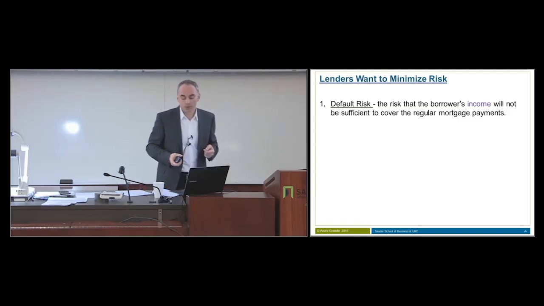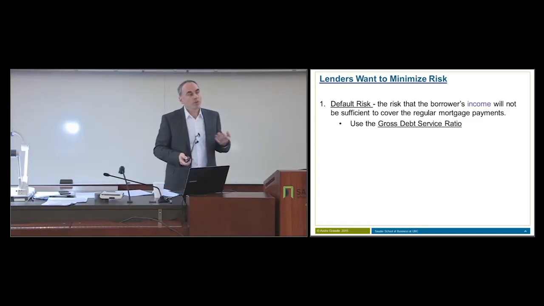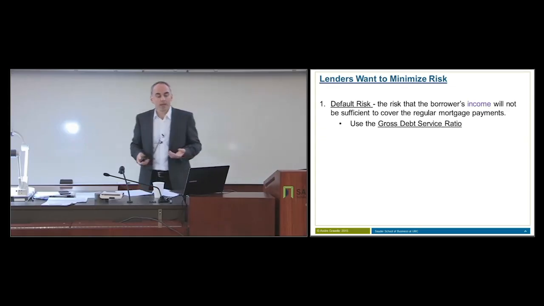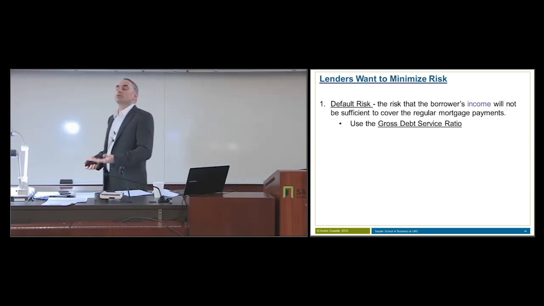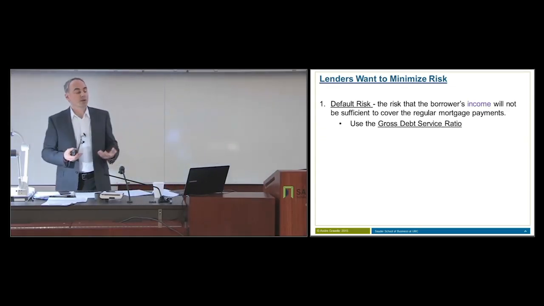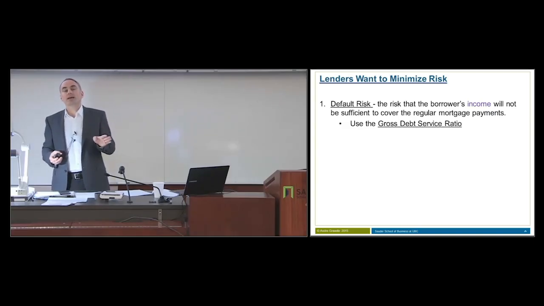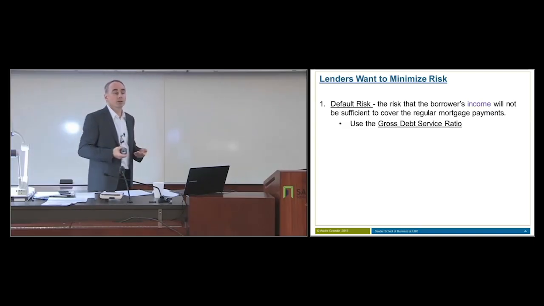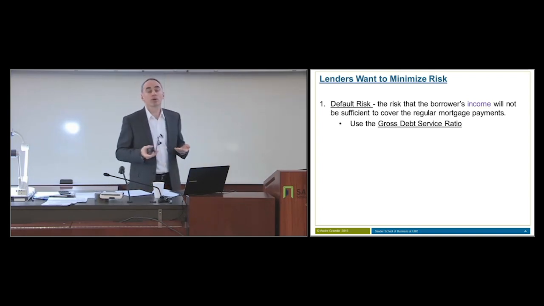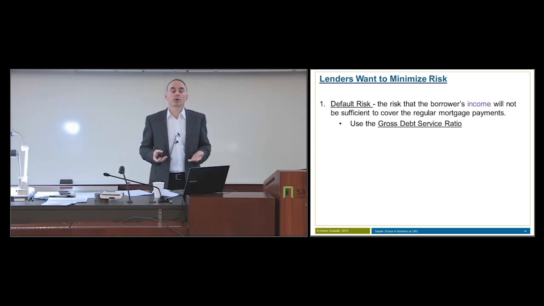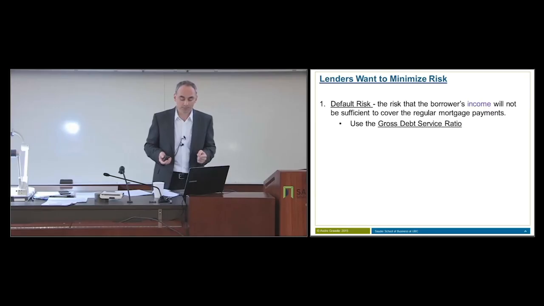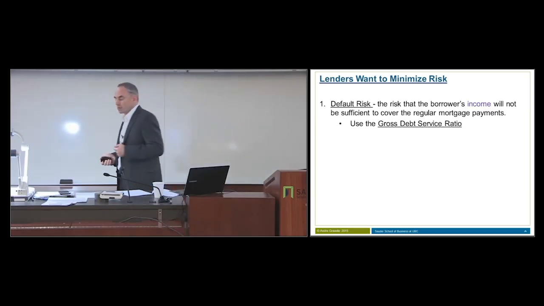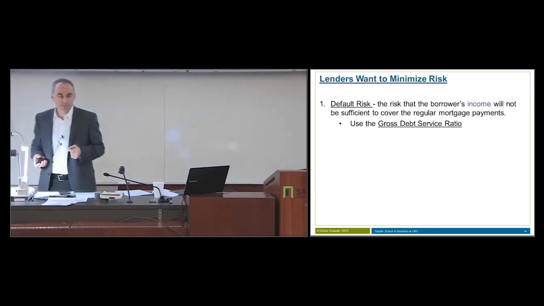So lenders are concerned with income. The way that they deal with income is with something called the gross debt service ratio. So we'll look at this ratio in detail in a few minutes, but this is the ratio they use as a test to see how much of a mortgage loan your income will support. That's what it's about. So default risk is one kind of risk that lender is concerned with.